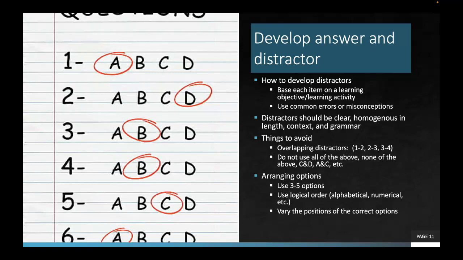When you arrange your options, you want them to be in logical order. So alphabetical order, numerical order, time order, rank order, things like that. And also vary the positions of your correct options. So you don't always want them to be in the C position or the A position, whatever.